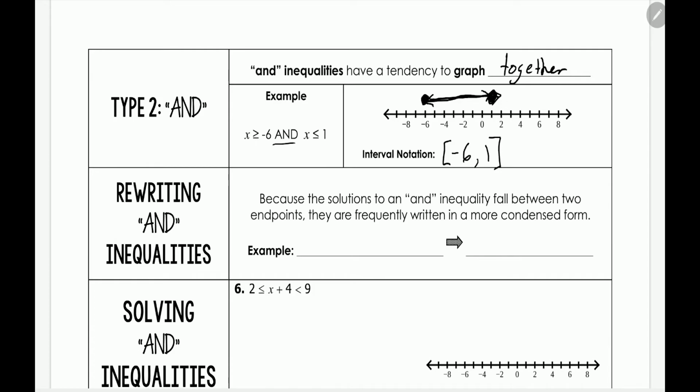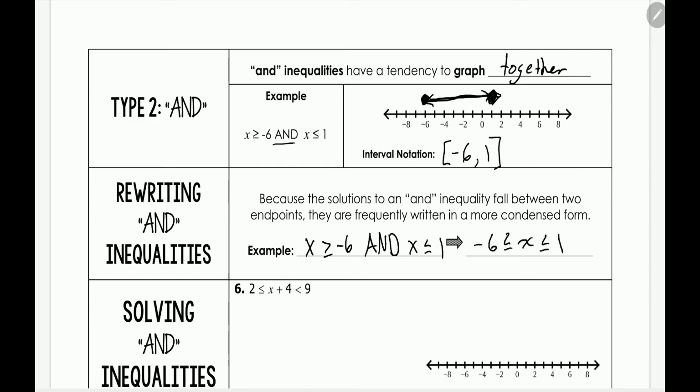Okay? So because the solutions to an AND inequality fall between two endpoints, they are frequently written in a more condensed form. So for example, for x is greater than or equal to -6 and x is less than or equal to 1, we can rewrite that to -6 is less than or equal to x, which is less than or equal to 1, and this is a more popular form that you'll see.